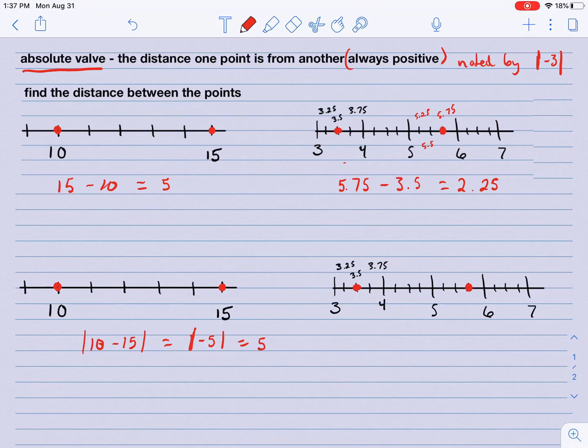Likewise, the same thing, if we wanted to go from 5.75 to 3.5, and we did 3.5 minus 5.75, we would take the absolute value of that. So that might be a negative 2.25, but the absolute value, once again noted by the straight lines surrounding the number, would tell us that that distance is 2.25. So that's just this last part. Just want to note that to find the distance between 2 points, you're just going to take the difference between those 2 points.